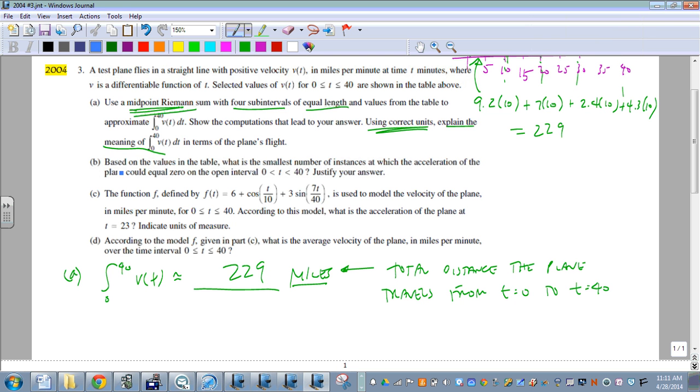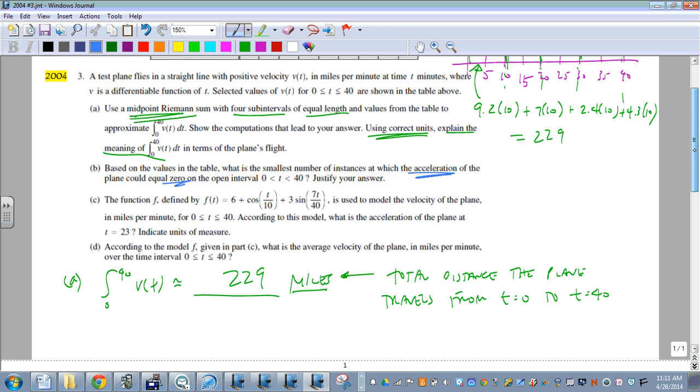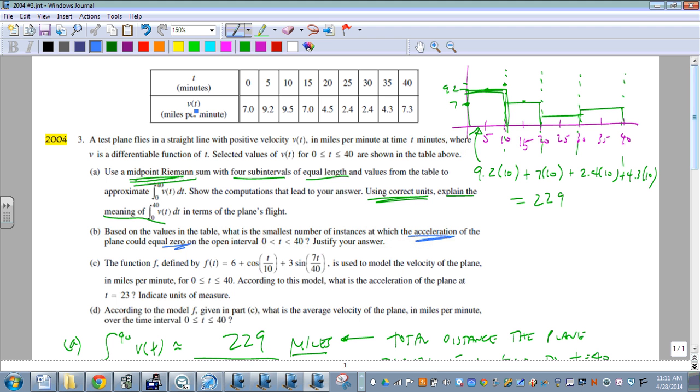Part B asks us, based on the values in the table, what's the smallest number of instances at which the acceleration of the plane could be 0 on the interval from 0 to 40? Justify your answer. So we're trying to figure out when the acceleration could be 0, the minimum number of times. Well, what's the relationship between acceleration and velocity?